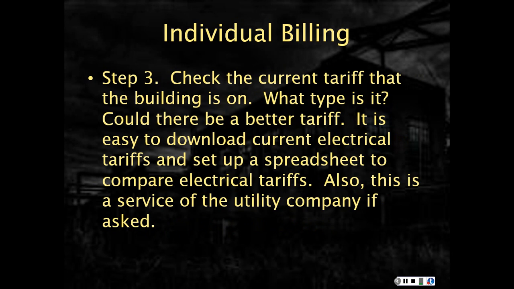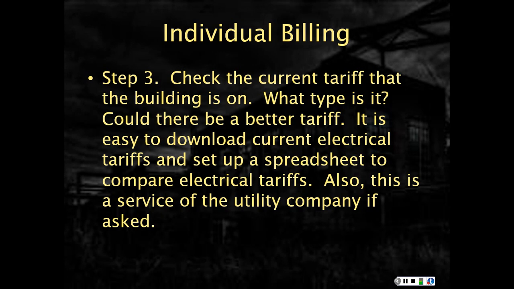Step 3, check the current tariff for what the building is on. What type is it? Could there be a better tariff? It's easy to go out in this day and age and download the current electric rates, natural gas rates, whatever, from the local utility company. These tariffs go through a detailed line item of what different tariffs are being charged for, including what the qualifications are for you to be eligible to be on that tariff.